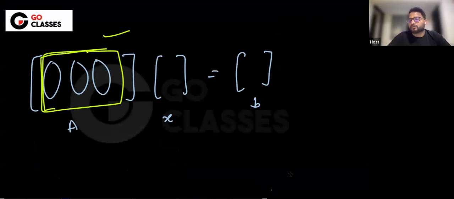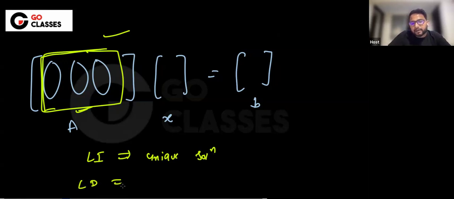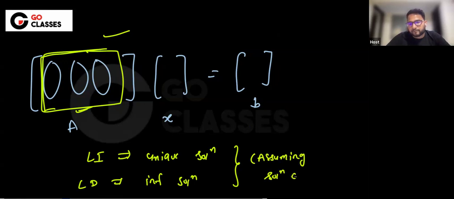If you have a solution, understood? If linearly independent, then unique solution. Linearly dependent, then infinite solutions. Assuming a solution exists, basically. Understood?